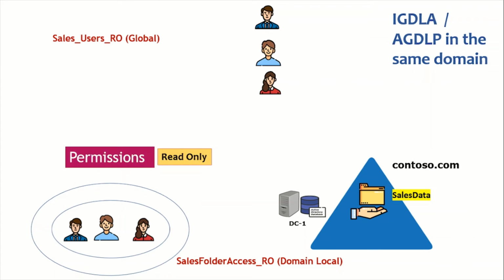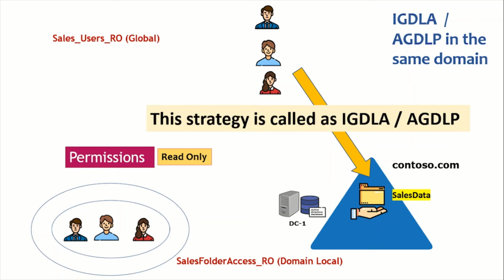Then we'll grant read only permissions to this sales folder access read only group on the sales data folder, and then these users will be able to access this particular folder. So this strategy is called AGDLP or IGDLA. So the identities go to the global group, then again go to the domain local group, and permissions are assigned or access is given to the domain local group. This strategy is called IGDLA or AGDLP.